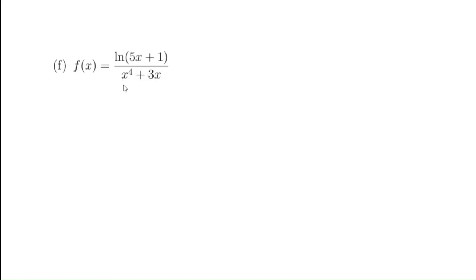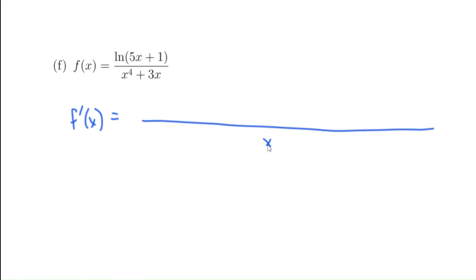And notice also that in the process of using the quotient rule, we're going to have to do a d high. And how do we do the derivative of the top? Well, we use the chain rule. Okay, so low d high minus high d low all over low squared. So let's write f prime of x equals. Now, I like to put the low squared part first. That's real easy. x to the fourth plus 3x, quantity squared.